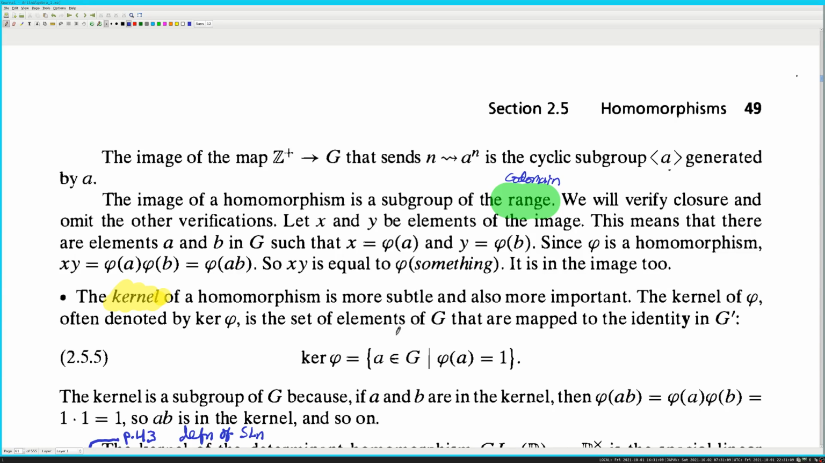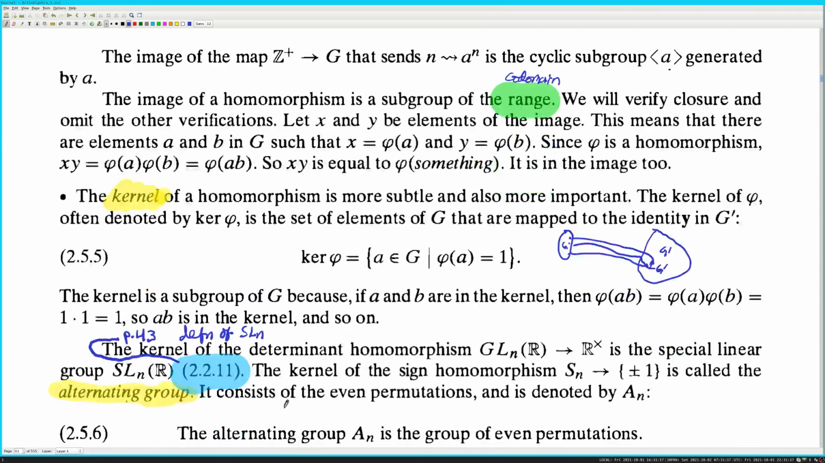The kernel of a homomorphism is more subtle and also more important. The kernel of phi, often denoted ker phi, is the set of elements of G that are mapped to the identity in G prime. So it's the pre-image of the identity. We have G over here, I'm going to make G prime really big, then we have 1 in G prime, and everything over here that maps to 1, this is the kernel. The kernel is a subgroup because it's closed. Okay, yeah.